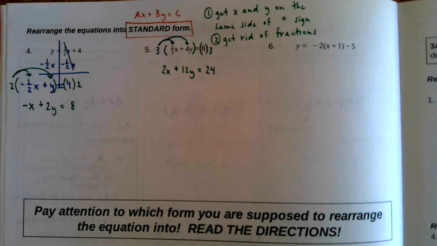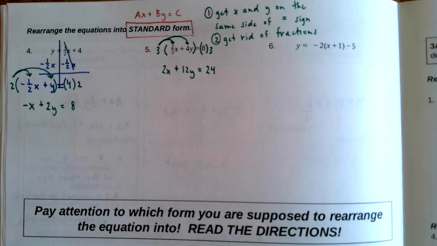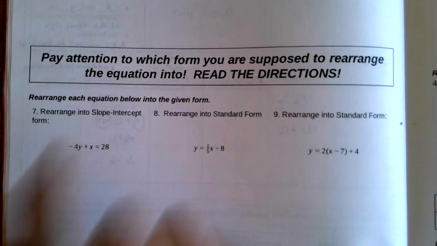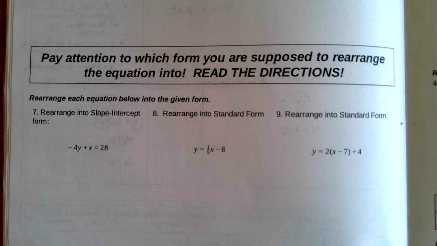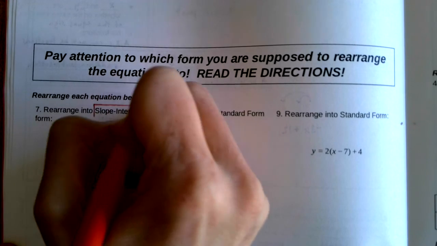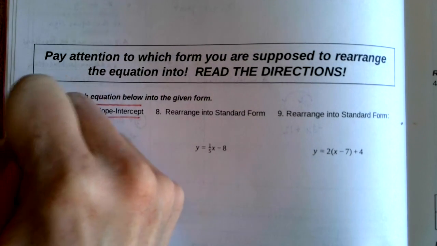All right, we'll leave number 6 for right now, just so this doesn't get too long. Now, the only difference at the bottom here, it says pay attention to which form you're supposed to rearrange the equation into. So make sure you're reading the directions and doing what the problem is asking. So for my first one, it says rearrange into slope-intercept form.